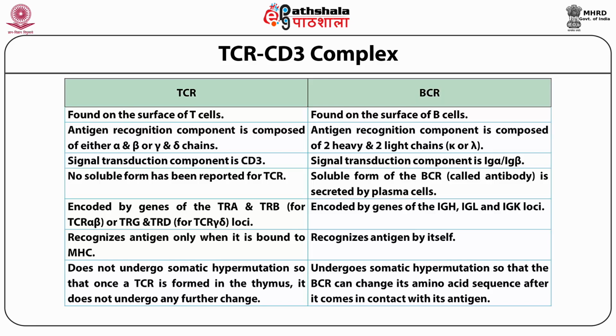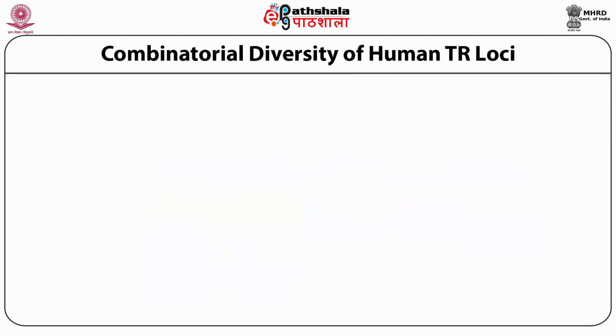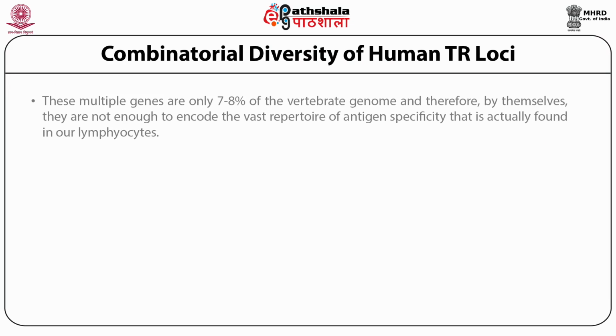So far, we have discussed that immune loci are composed of multiple genes, but these multiple genes are only 7 to 8% of the vertebrate genome, and therefore, by themselves, they are not enough to encode the vast repertoire of antigen specificity that is found in our lymphocytes.